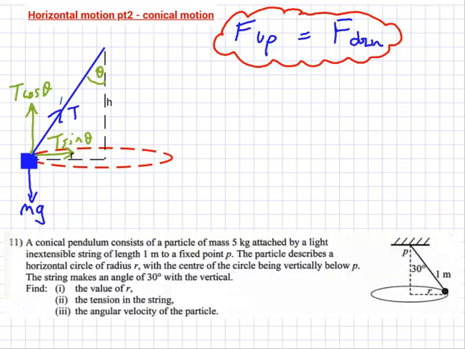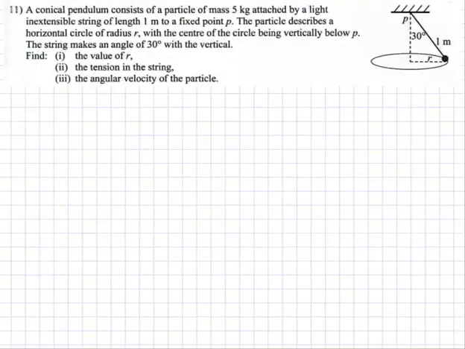So from that sheet of questions that I gave to you in the last lesson, question 11: a conical pendulum consists of a particle of mass 5 kg attached to a light string of length 1 meter to a fixed point P. A particle describes a horizontal circle of radius r with the center of the circle being vertically below P. The string makes an angle of 30 degrees with the vertical. Okay, so that angle it's referring to is that angle with the vertical. So find r, find the tension in the string, and then the angular velocity of the particle.